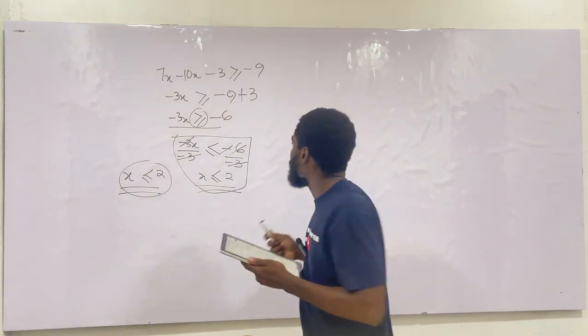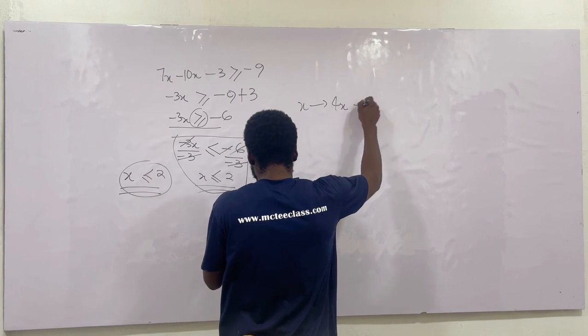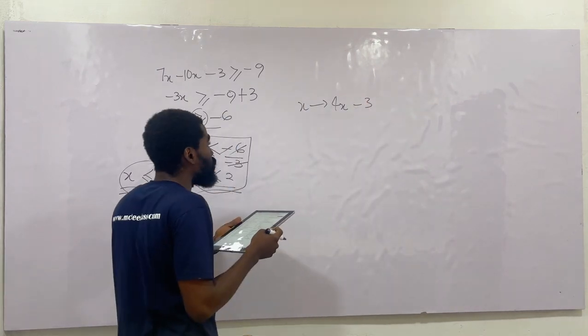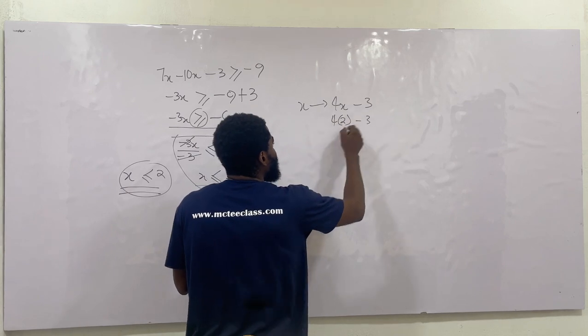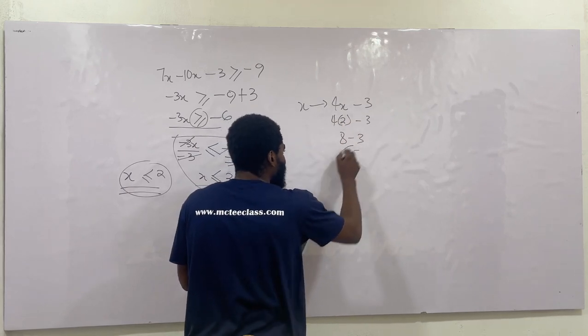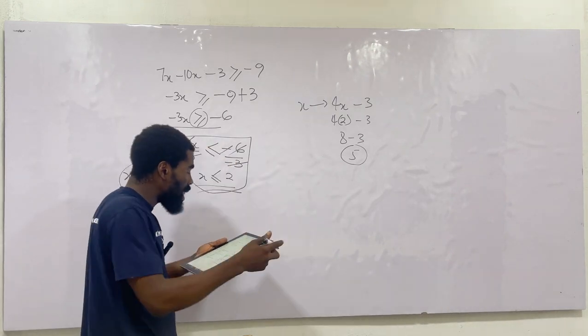So let's try testing. We have the first one. x maps onto 4x minus 3. Let's pick x equals 2. If I put x equals 2 here, I'll get 4 times 2. This gives me 8 minus 3, which is 5. Then that 2 was giving 11. That means it's not correct. I'll go to the next one.